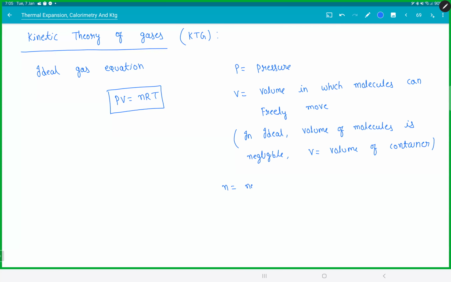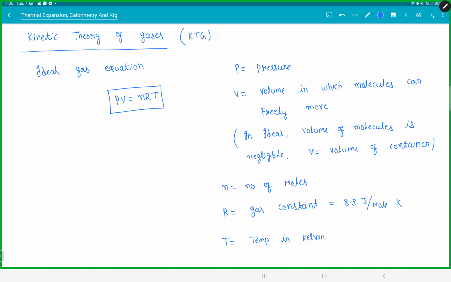n is number of moles. R is gas constant. T is temperature in Kelvin. Gas constant's value is 8.3 joule per mole Kelvin. So we use this thing. Don't use our chemistry stuff. Clear with this?